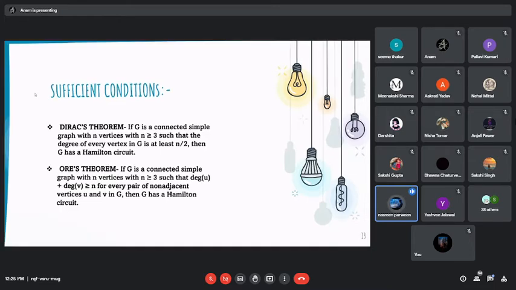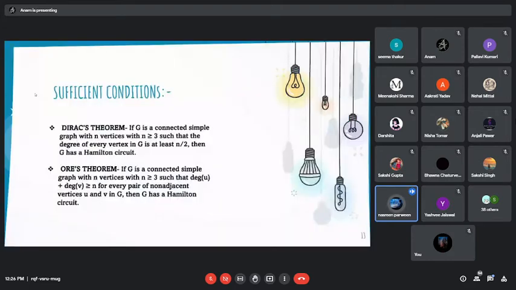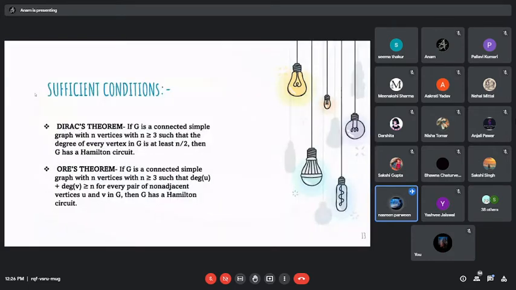The first one is Dirac's theorem. It states that if G is a simple graph with n vertices, with n greater than or equal to 3, such that the degree of every vertex in G is at least n/2, then G has a Hamilton circuit. And the second theorem is Ore's theorem.